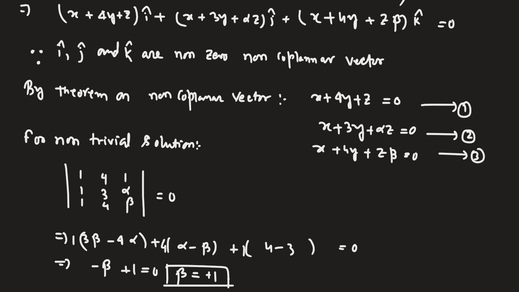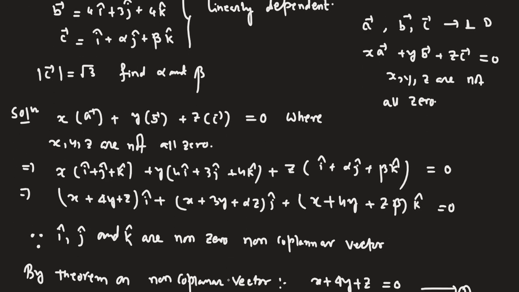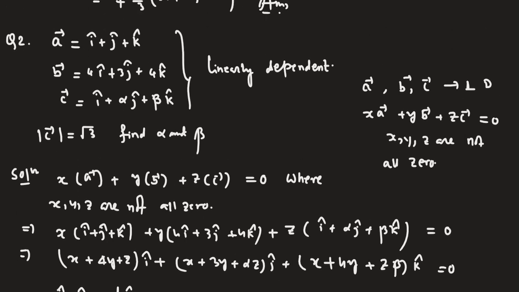How can we find alpha? In the beginning we have some relationship: mod of c is root 3. Since mod of c is root 3, that means 1 plus alpha square plus beta square equals 3. Beta is already 1, so 1 plus alpha square plus 1 is 3. So alpha square is 1, and alpha is plus or minus 1. So we get the values of alpha, and here we get the value of beta.